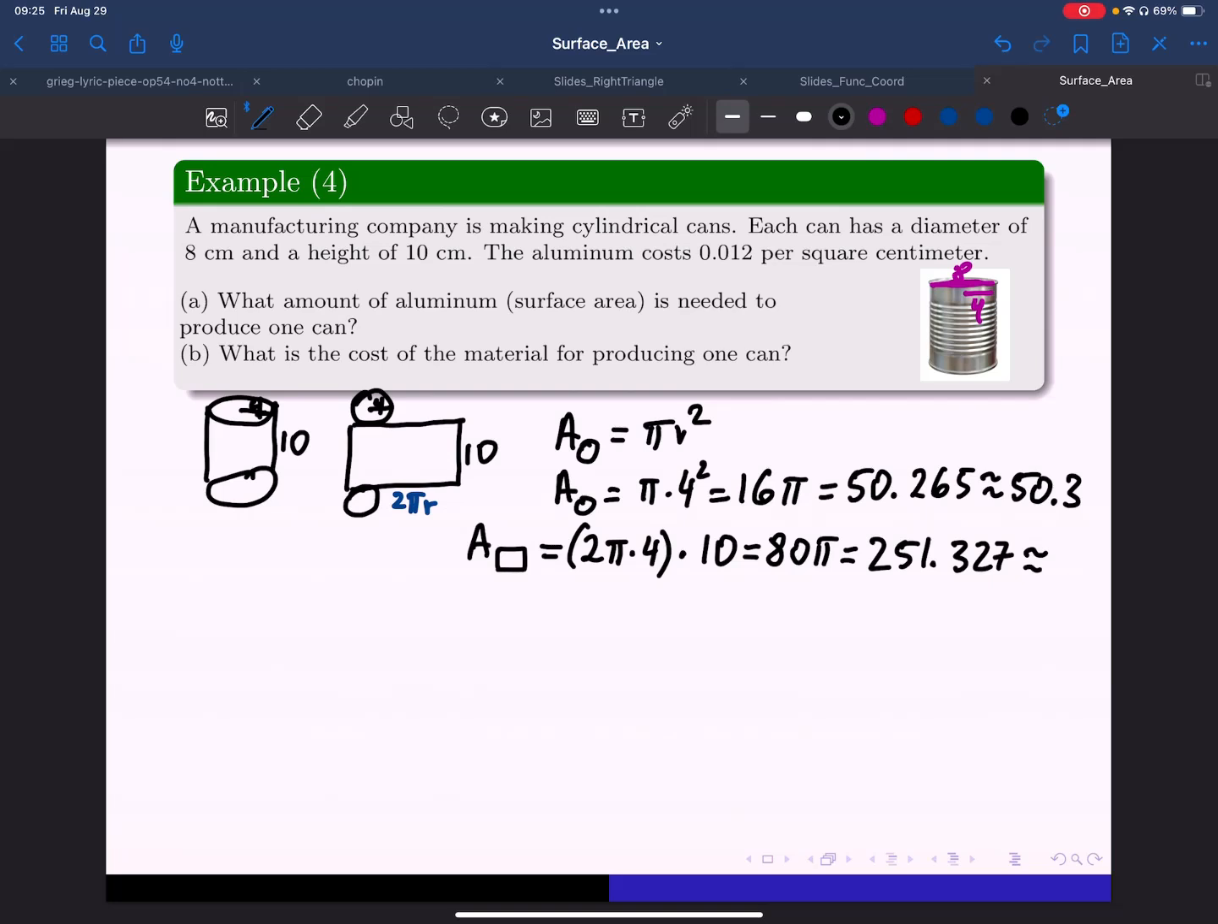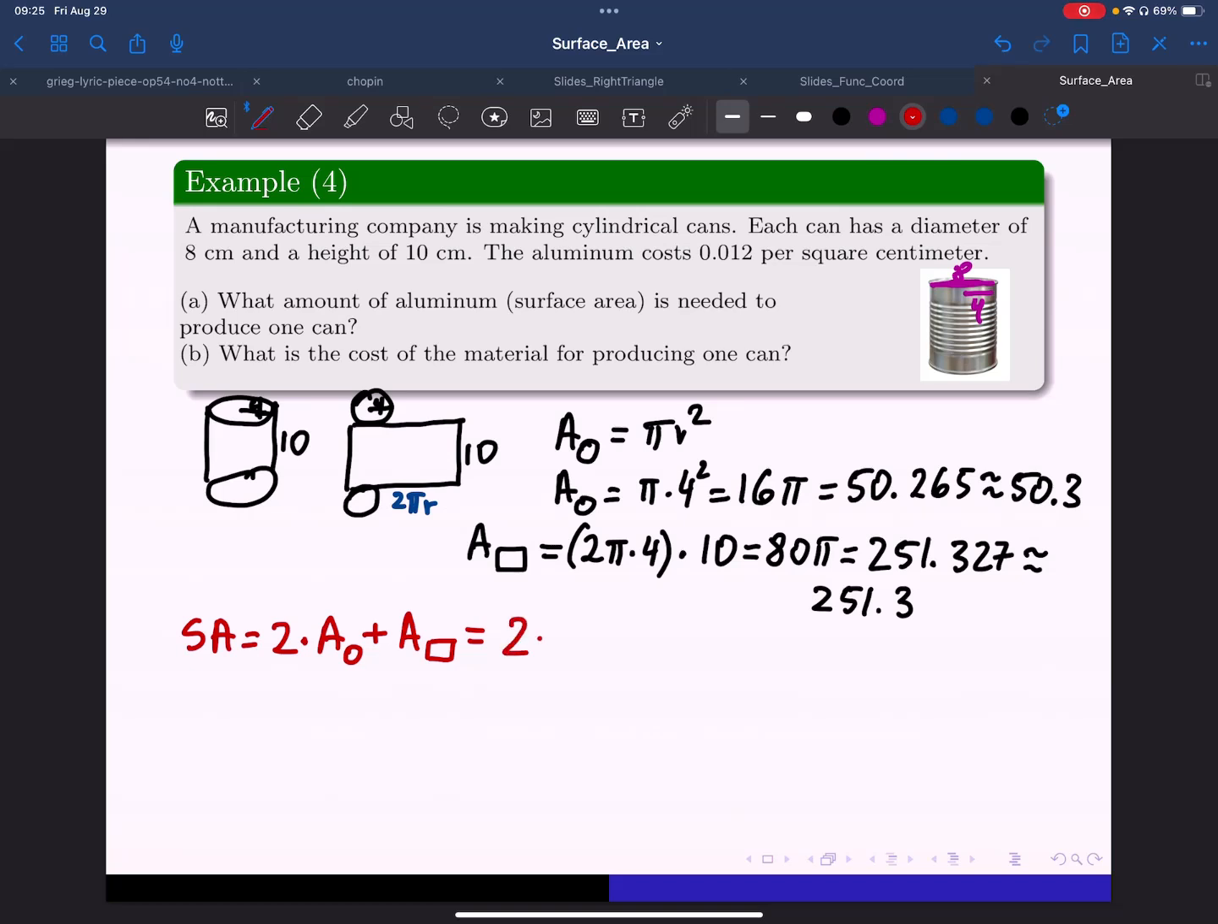251.327, which is approximately 251.3. Now, to calculate the total surface area, we would need to add the area of the circle and circle plus the area of the rectangle. So we have 2 of those circles. So the surface area is 2 times the area of the circle plus the area of that rectangle, what we just calculated.